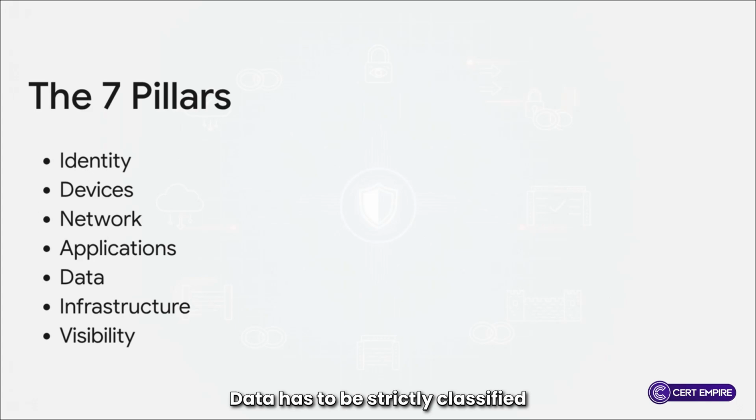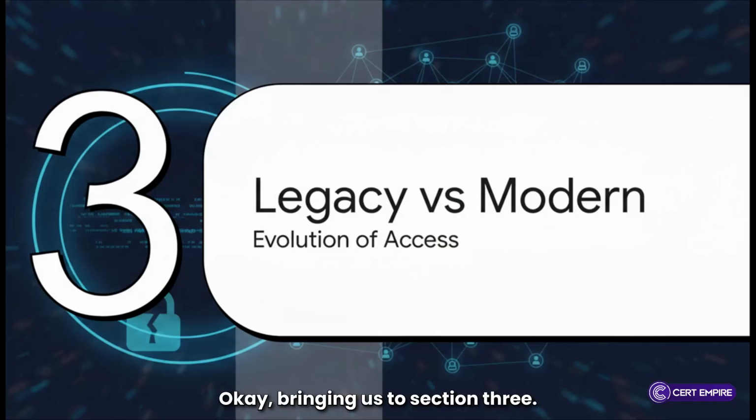Right. Data has to be strictly classified so it can be properly protected. Infrastructure means securing every single server and cloud service. And finally, visibility. You absolutely need to analyze all the telemetry from these access attempts so you can actually spot anomalies in real time. Okay, bringing us to Section 3, legacy versus modern security.